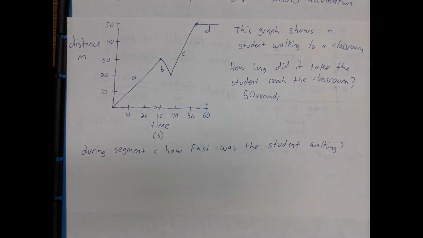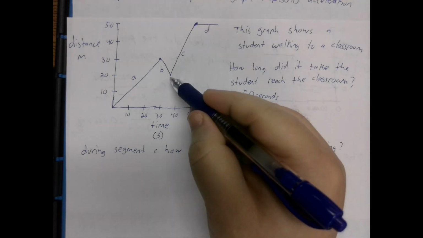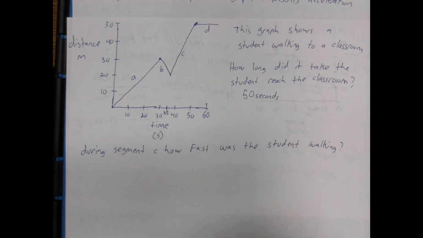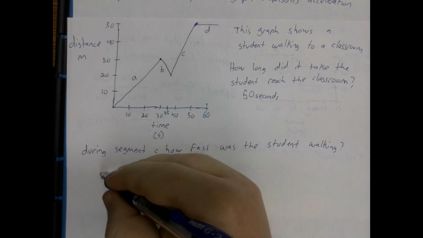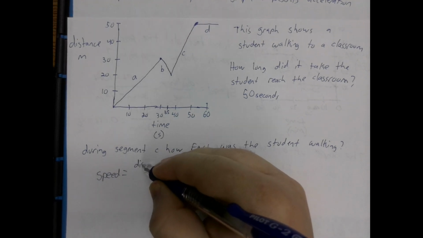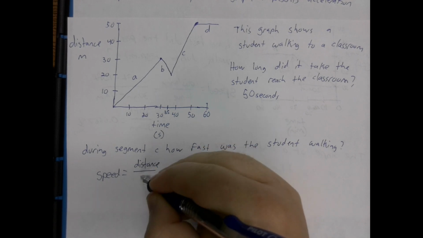So during segment C, how fast was the student walking? And this is supposed to represent this at 35. So remember, speed is equal to distance over time.